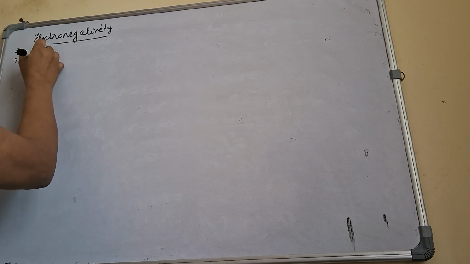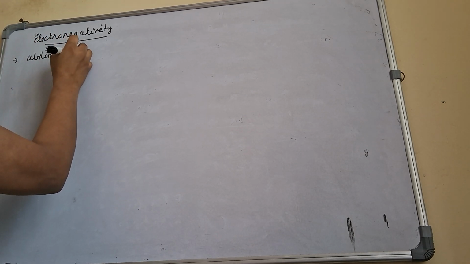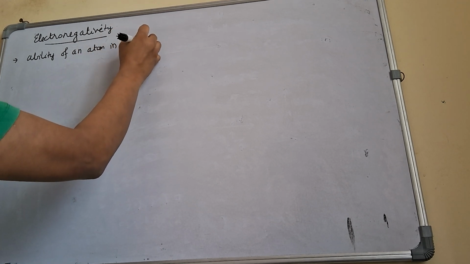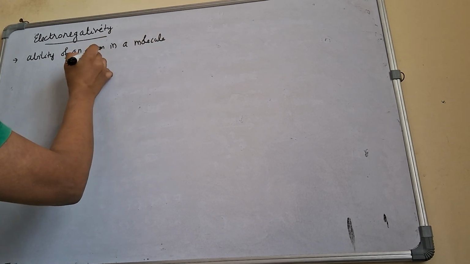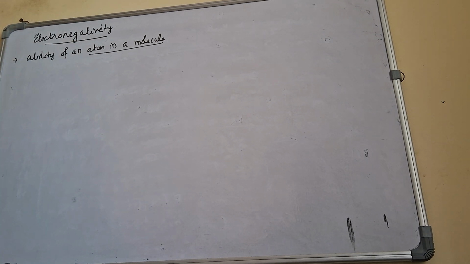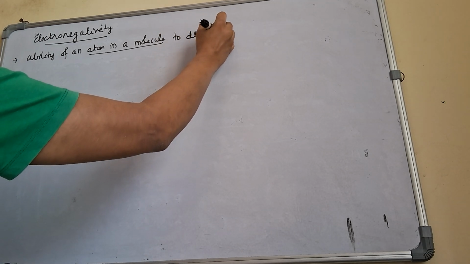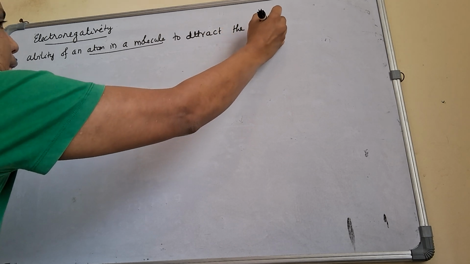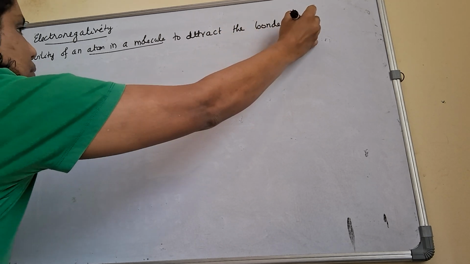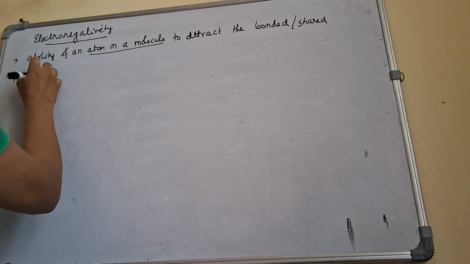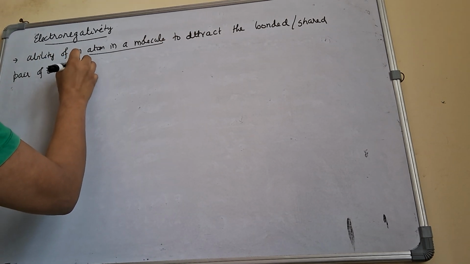It is the ability of an atom in a molecule. Now look at this word. Till now we were only talking about an atom or an ion. This is the first property which is talking about something in a molecule. Alright, so the ability of an atom in a molecule to attract the bonded or the shared pair of electrons towards itself.